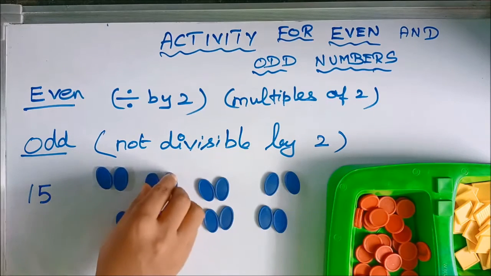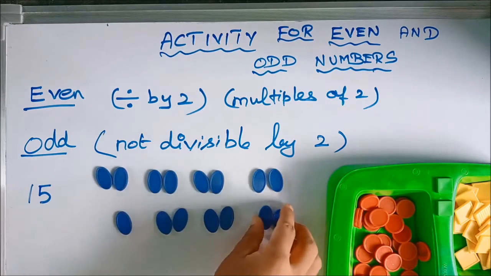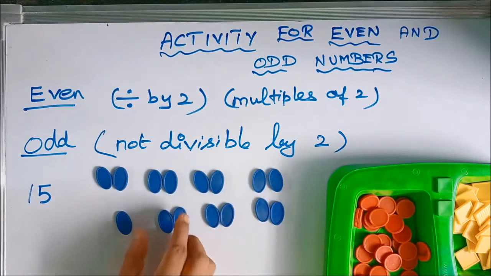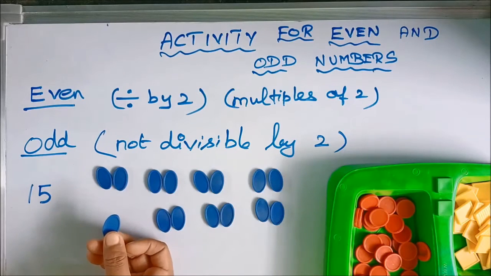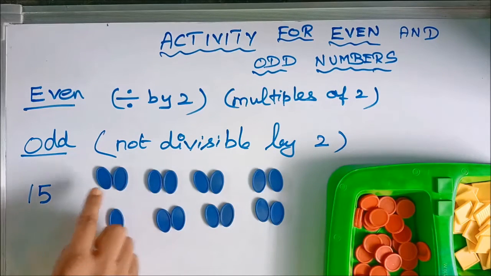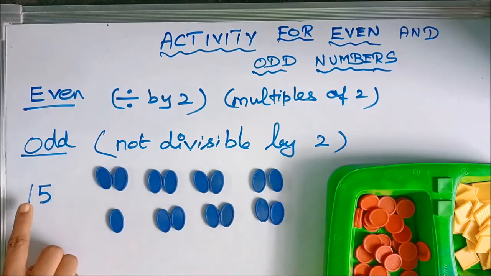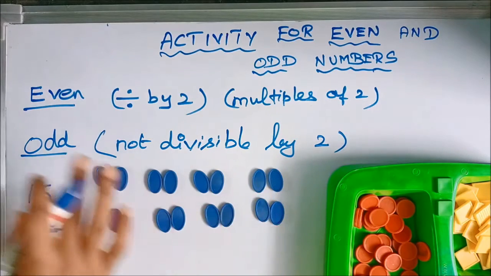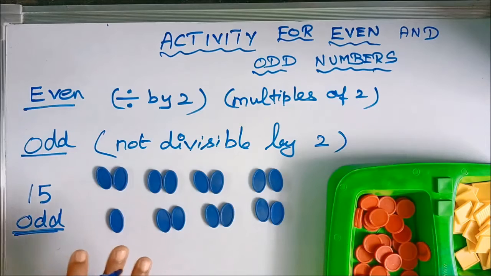See here children, how many coins have we paired? 1, 2, 3, 4, 5, 6, 7, 8, 9, 10, 11, 12, 13, 14 coins we have paired and we have only 1 coin remaining. If the coins are not all paired, we can say the given number is odd. That is, odd numbers are not paired by 2 and even numbers are paired into 2's.